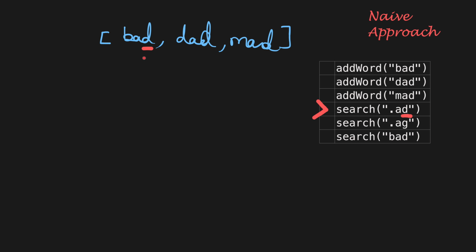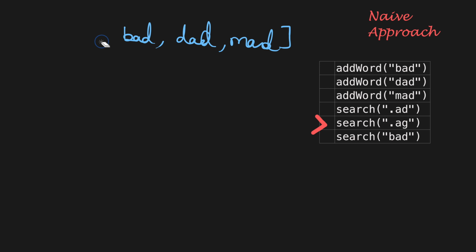But what if the search fails? For example, consider the pattern .ag and we check this pattern with the words in the list. So we check it with bad, no match, then dad, also no match, and finally mad, again no match. So only after checking every word can we finally return false. And this is where the problem lies.